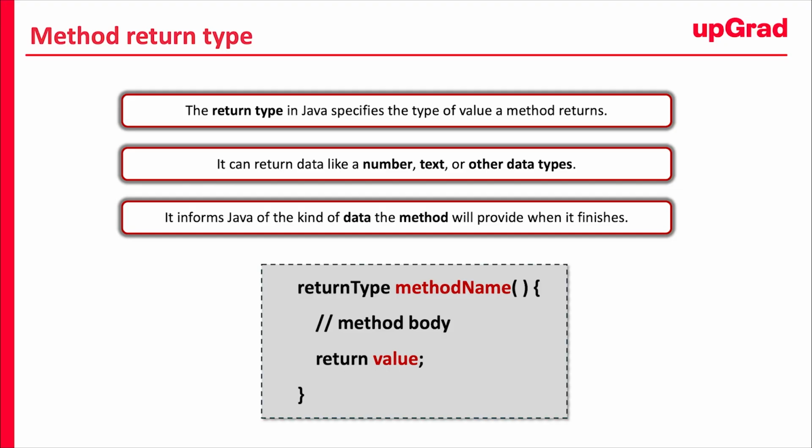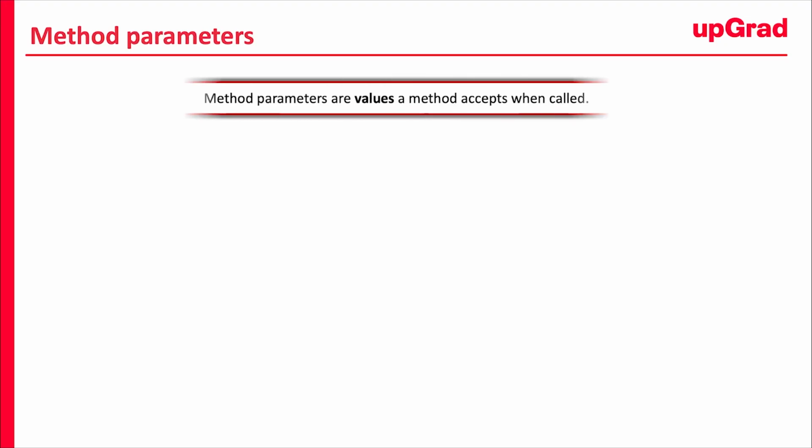Now let's understand the method parameters. Method parameters in Java are like the values that a method accepts when it is called. These parameters allow the method to work with data that you provide.